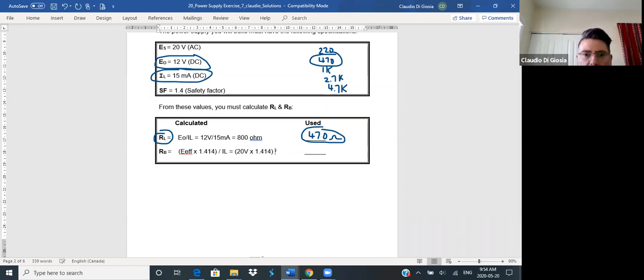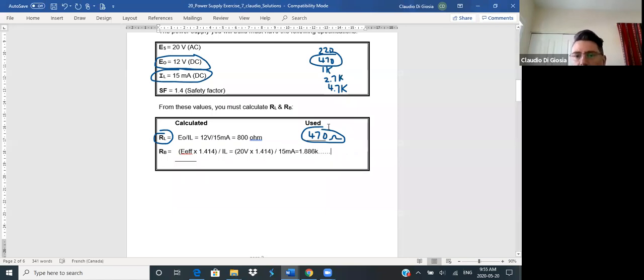And then we're going to divide by IL, and IL is 15 milliamps. So if we do the math, 20 multiplied by the square root of 2 divided by 15 milli. So 1.88. So do 1.886 kilo ohm.